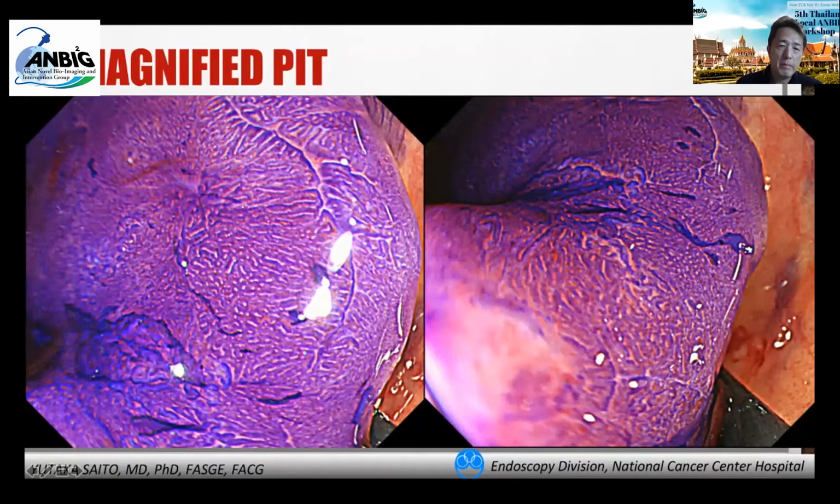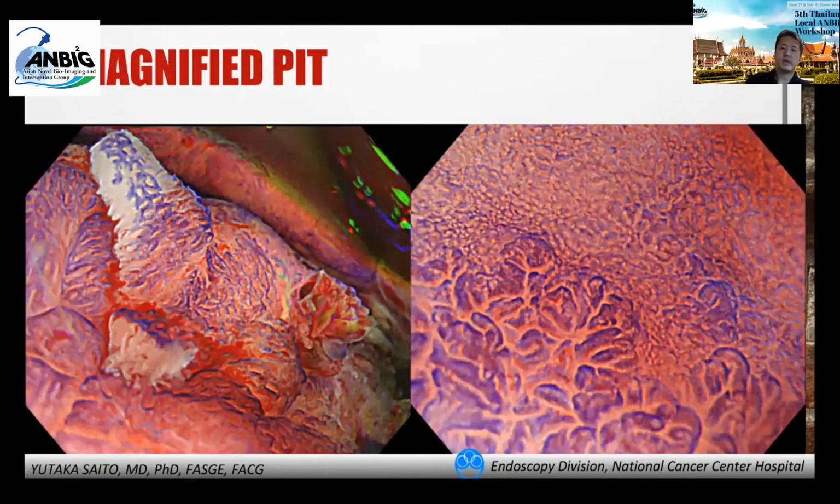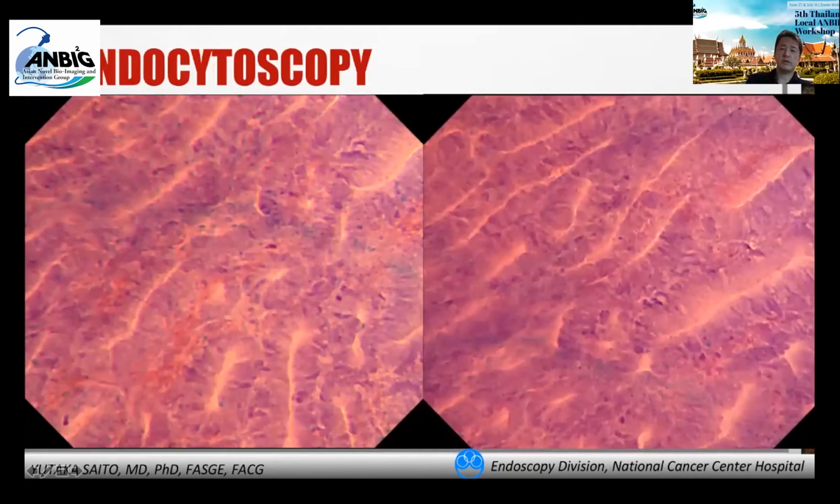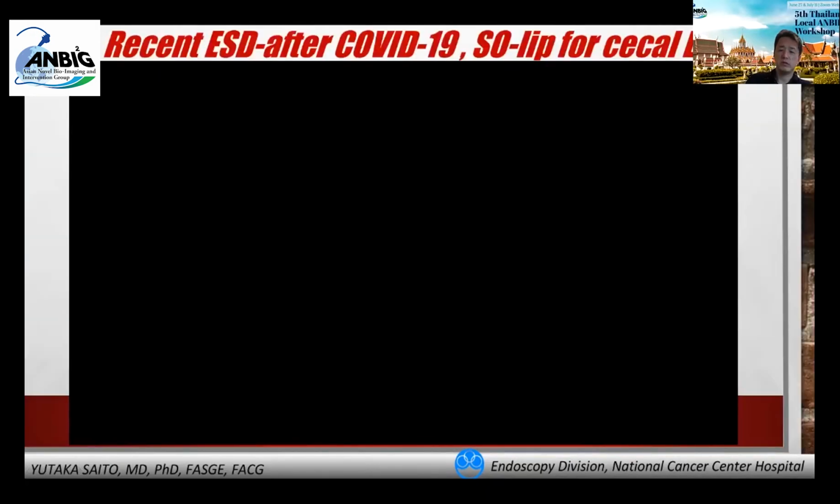But the pit pattern here is type 3L, 3S pit pattern. There, this demarcated area. And this is the most depressed component. The pit pattern is 3S, 3L, and this area is type 4. The endocytoscopic image.